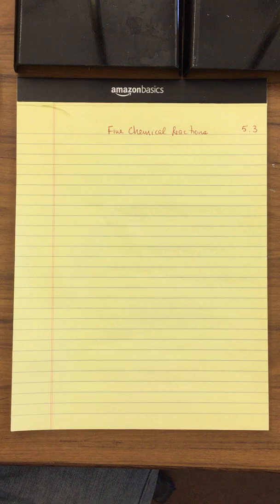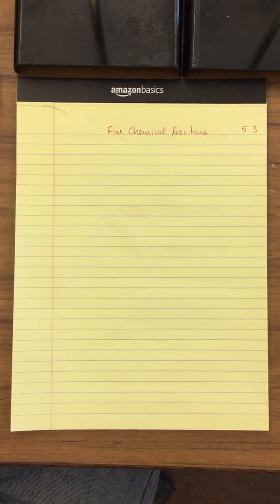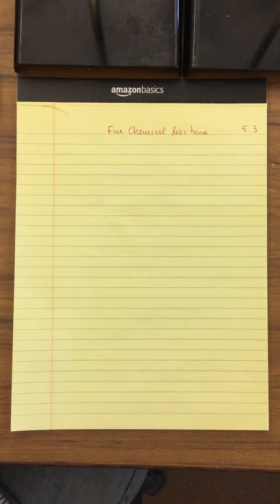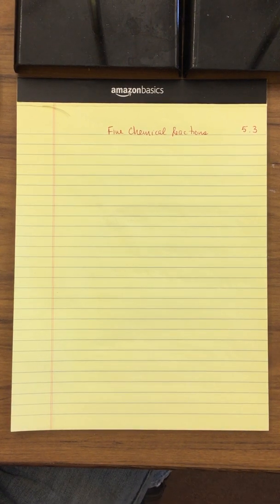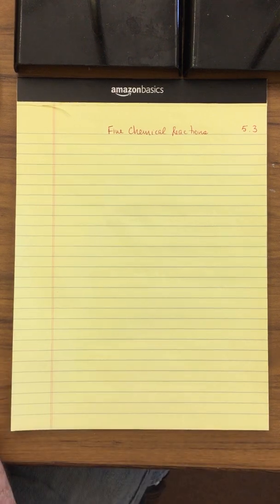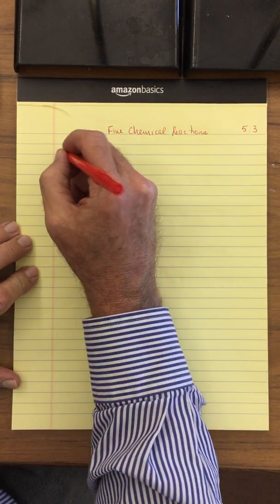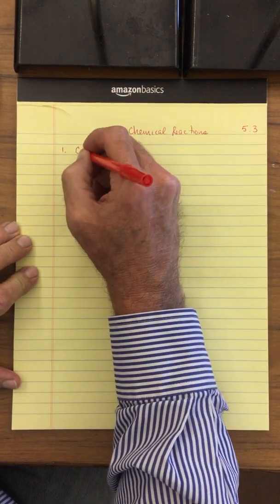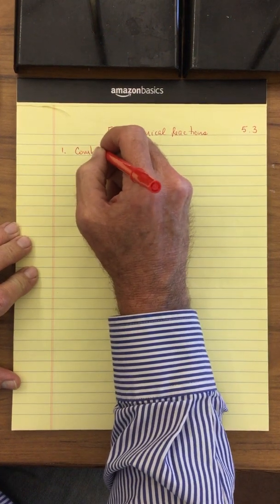PowerSchool indicates that you're not going to be doing the actual lab. So let's go ahead and get to these three. We're going to write the names, we're going to write the definition, and then I'm going to give you an example of that type of reaction. So the first is going to be called a combination reaction.